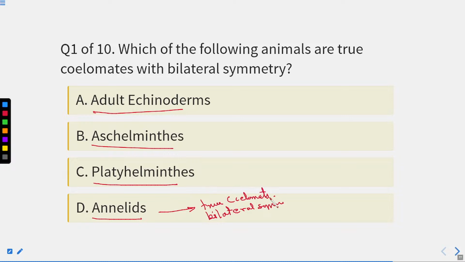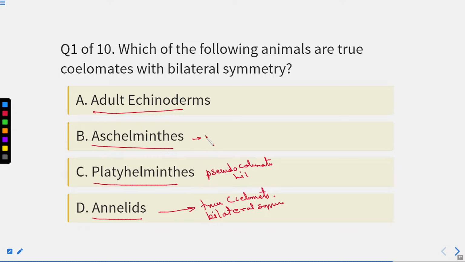Now Aschelminthes are pseudocoelomate, right, and also show bilateral symmetry.